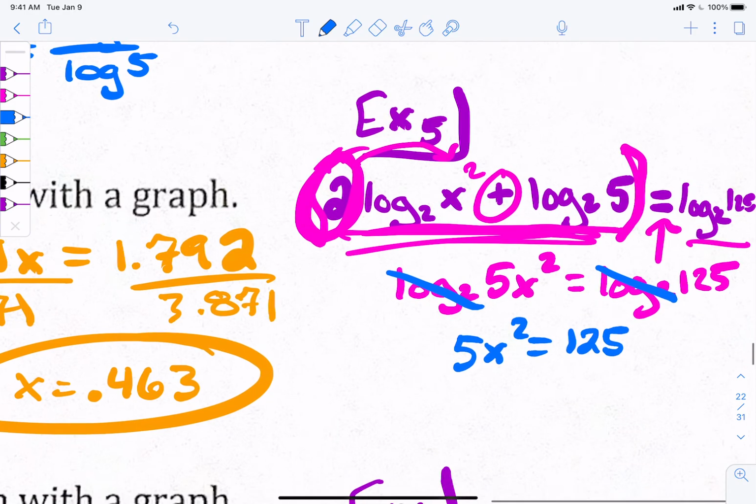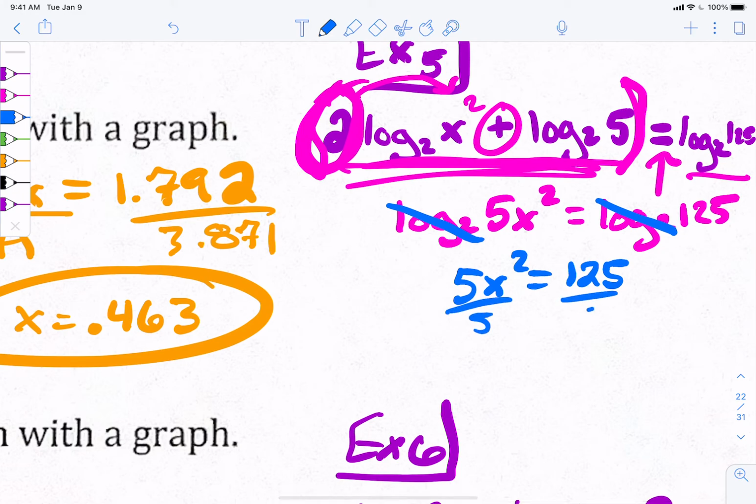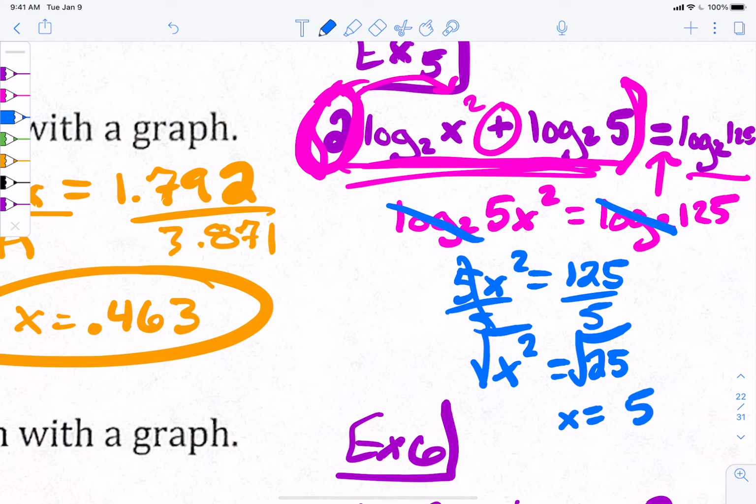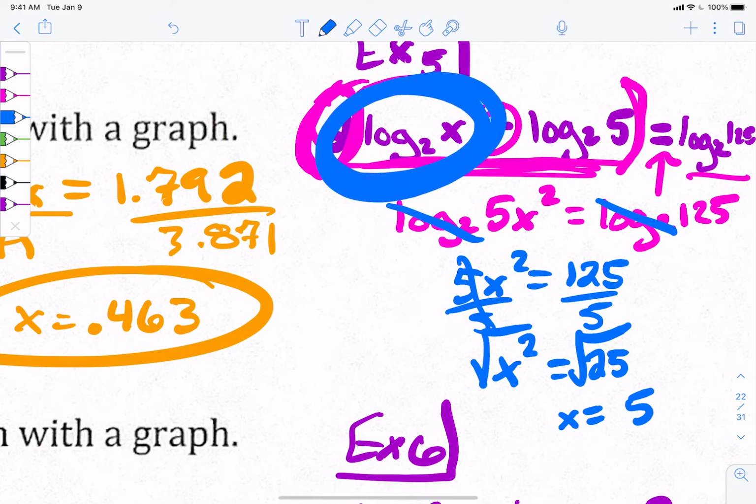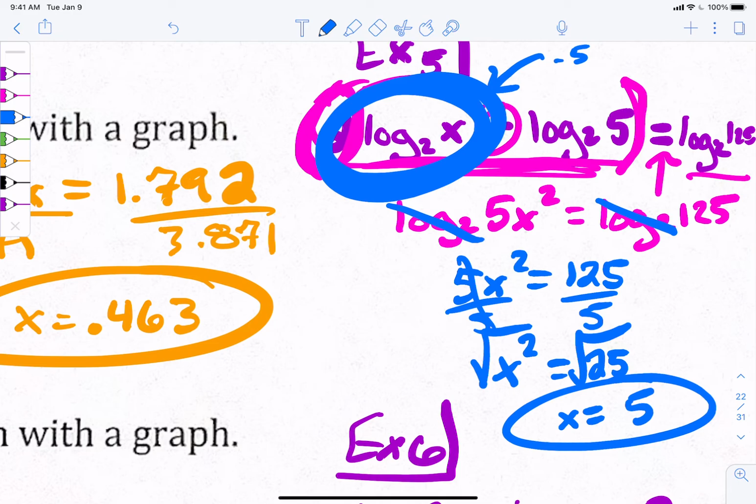What first? Divide by 5. First, x squared equals 25. Square root, x equals 5. Now, technically, x equals plus and minus 5, right? Because we put the square root in there. But look at this guy right here, log base 2 of x. If I try to plug a negative 5 back in, you cannot take logs of negative numbers, right? We've talked about that before. It ends up with an error in your calculator. So, really, 5 is the only answer, right?